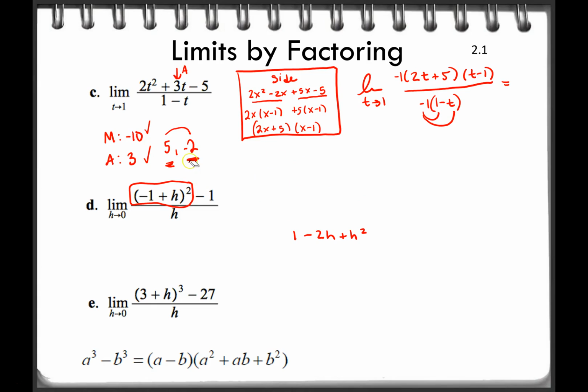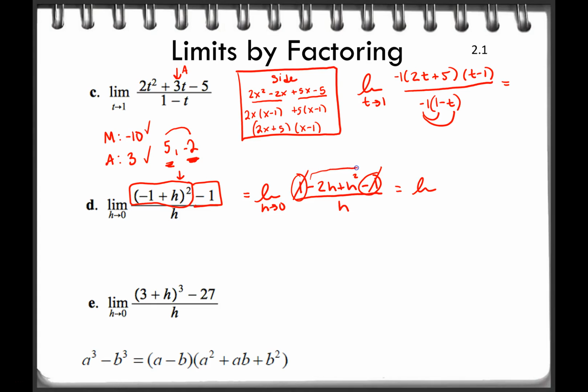I'm just going to rewrite what I have here. I've already FOILed that out, so now I have the limit as h approaches 0 of 1 minus 2h plus h squared, and then minus 1. That minus 1 is coming from right here, all over h. I think I forgot my squared here, didn't I? Because it was h squared. Okay, now you can see that the 1 and the minus 1 cancel. So now we're left with just a negative 2h plus h squared.